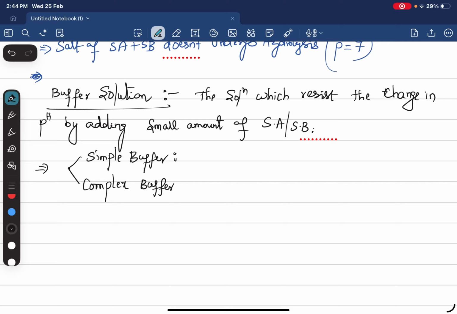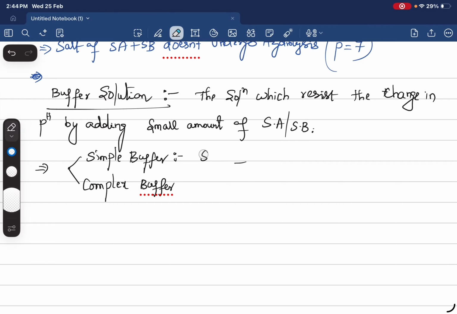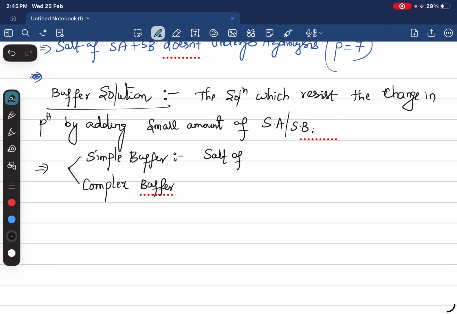So this simple buffer is just a salt of weak acid with strong base, or weak base with strong acid. So examples for this are CH3COONa and this one NH4Cl.